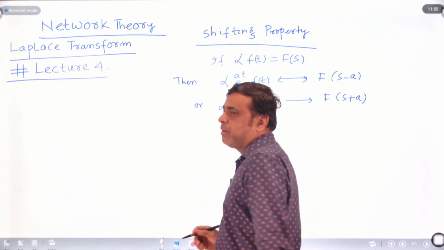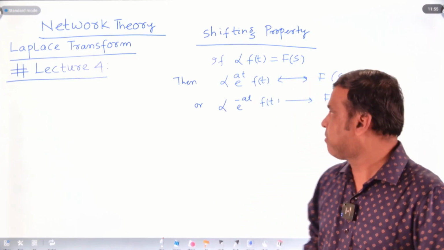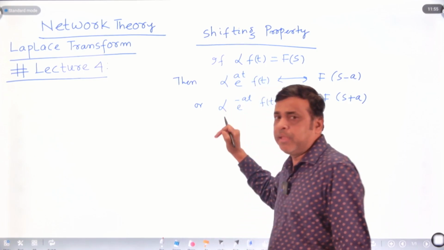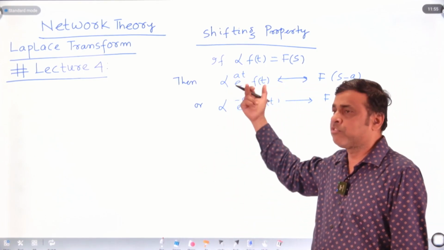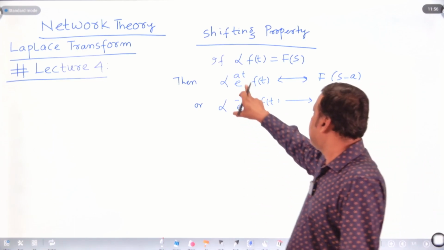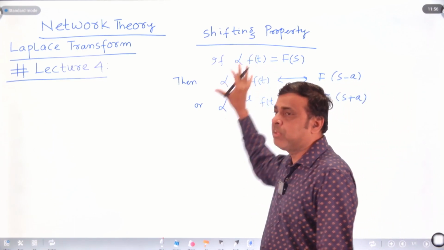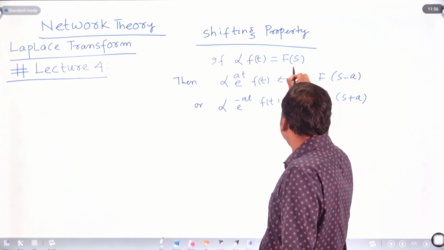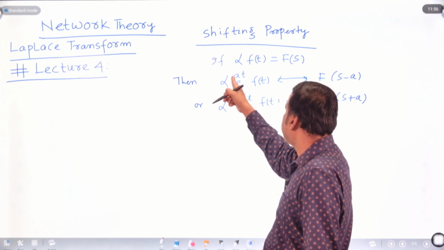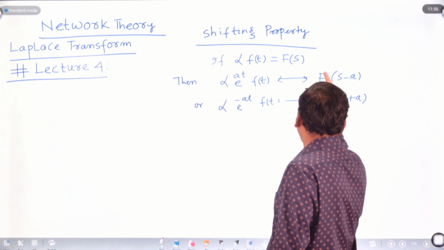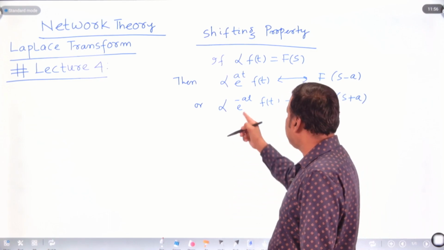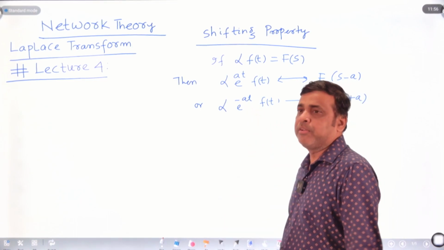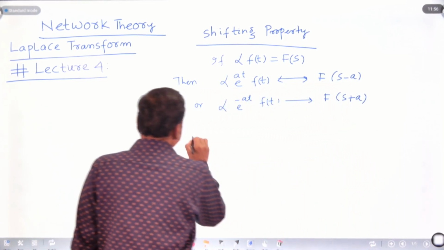It is very important when you apply the Laplace transform to an exponential function. If e to the power at or e to the power minus at is given, a may be a constant value, maybe 1, 2, 3, 4, etc. If any function is multiplied with an exponential function, the Laplace transform F of s can be shifted. If it is plus a, F of s is shifted to F of s minus a. If e to the power minus at is multiplied with f of t, the function shifts to F of s plus a. Okay, so let us prove it.